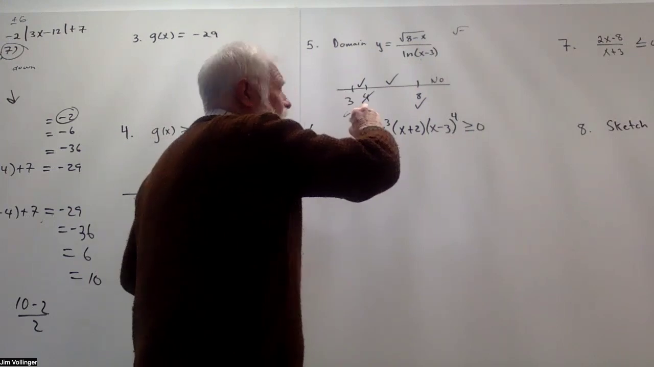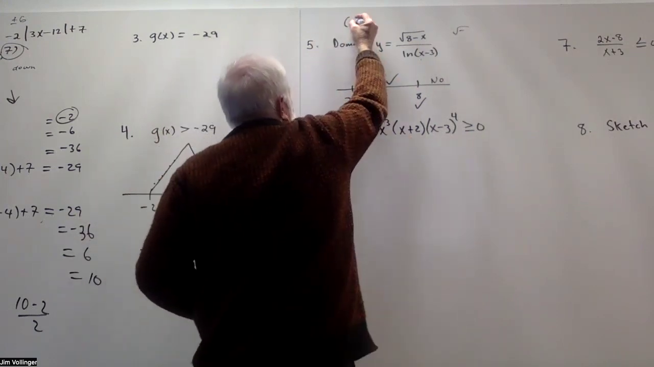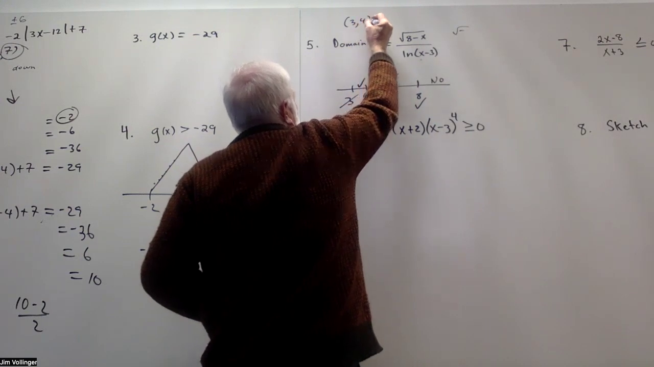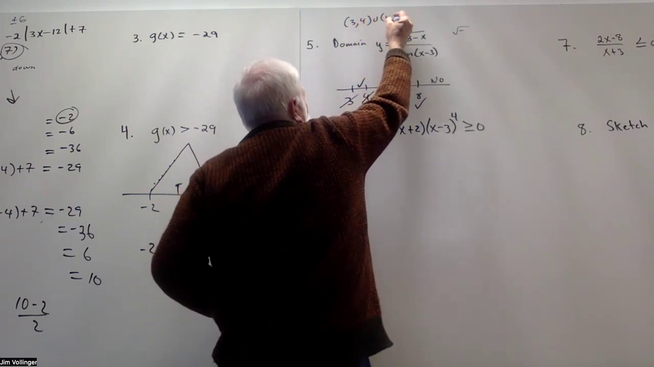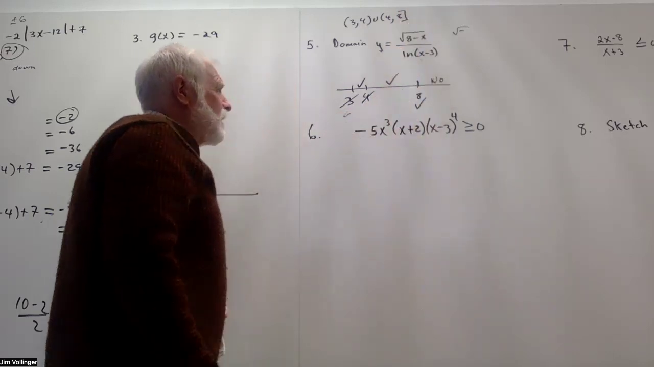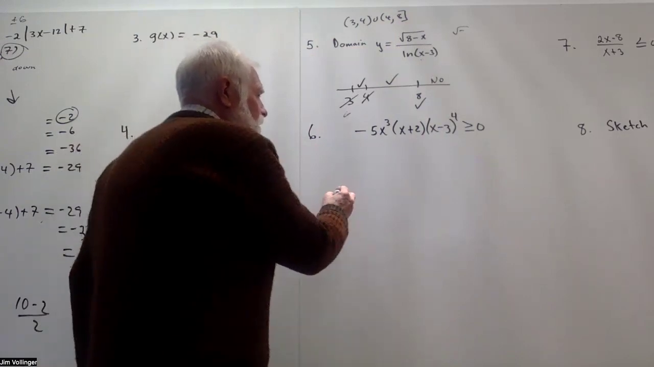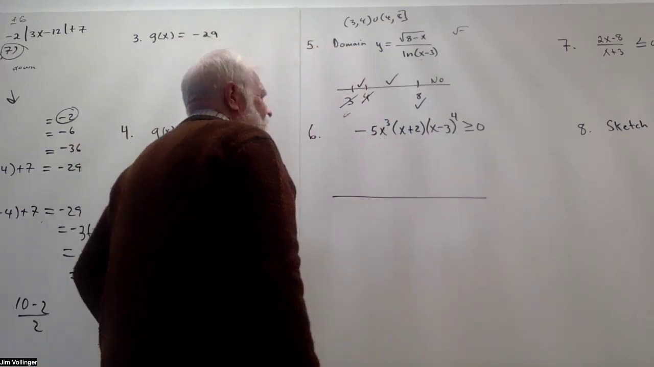The answer to this one, I guess I'm going to put it way up here, is 3 did not work. So 3 to 4 and 4 did not work. So union 4 to 8, and 8 did work. I believe I've got that captured. Interval notation.